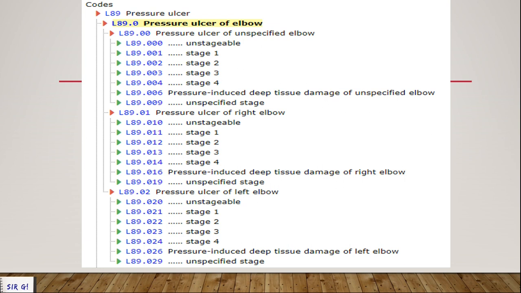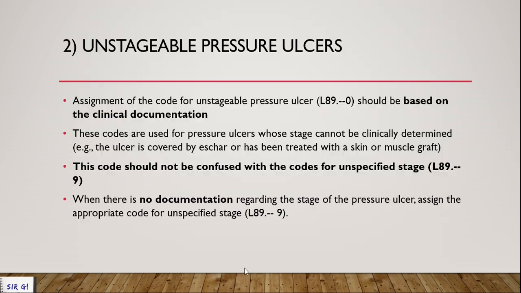When I say, for example, in the question, you already see that the stage is stage 3. In your choices, the last digit should be a 3 because we are talking about stage 3, correct? And that will easily eliminate choices in your exam. Remember that, okay? And we also have 9 and 0. We will be discussing the difference between unstageable, which is the 0, and the 9 for unspecified, okay? Here's the guideline for that. Assignment of code for unstageable.